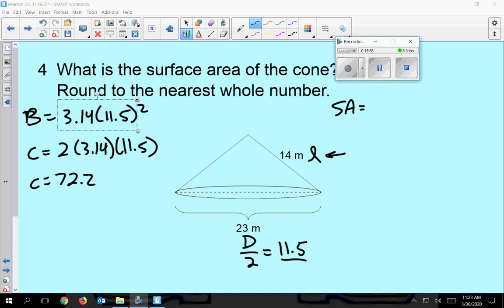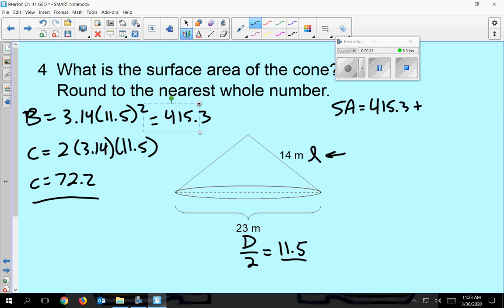Okay, so over here on the left, I got the area of the base and multiplied that out, and I got about 415.3. For the circumference, I got about 72.2. We go ahead and plug that in. So my area of the base is 415.3 plus the circumference, which was 72.2. Multiply that by the lateral height, which is 14, and divide that by 2.